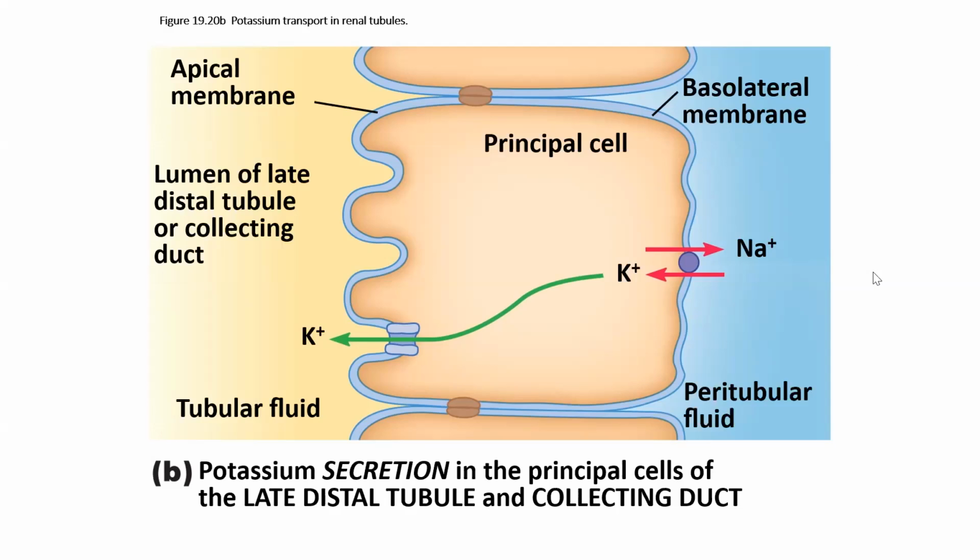Whereas ANP wants to decrease blood pressure. So aldosterone wants to increase blood pressure. It's going to be released as a response to decreased blood pressure, whereas ANP wants to decrease blood pressure, and it's going to be released as a response to increased blood pressure. I hope that made sense.